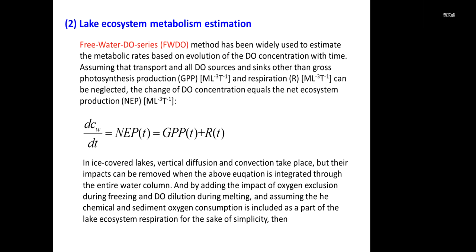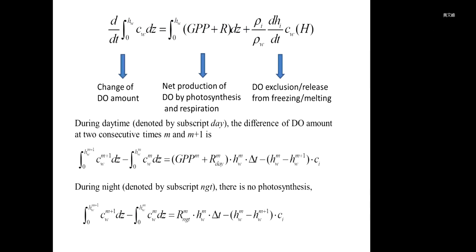Actually, in ice-covered lakes, vertical diffusion and convection take place in the water column, but their impacts can be removed when the above equation is integrated through the entire water column. And then, by adding the impact of oxygen exclusion during freezing and DO dilution during melting, and also assuming that the chemical and sediment oxygen consumption is included as a part of the lake ecosystem respiration for the sake of simplicity, we can get this equation. The first term denotes the change of the DO amount in the whole water column. The second term denotes the net production of DO by photosynthesis and respiration. The last term denotes DO exclusion or release from freezing or melting processes of the water.